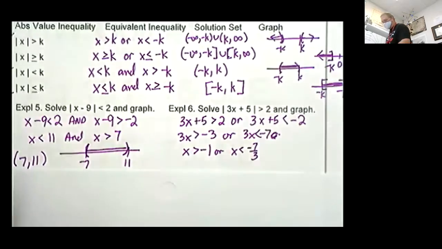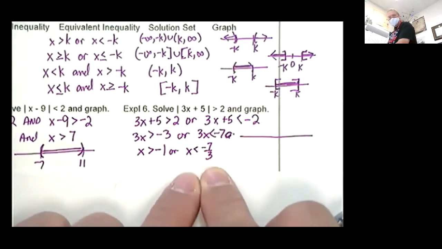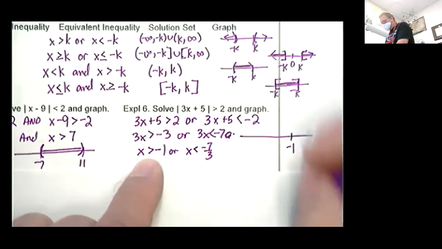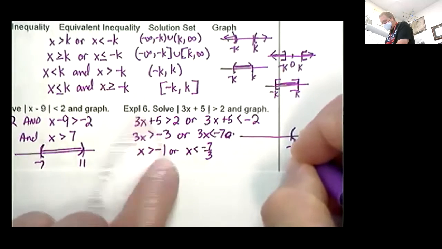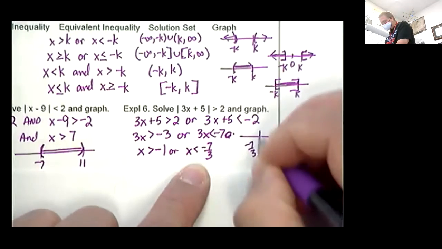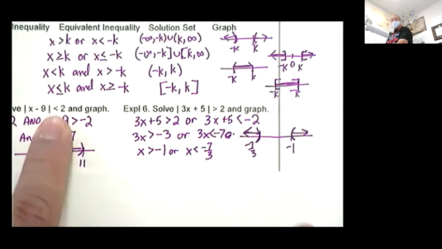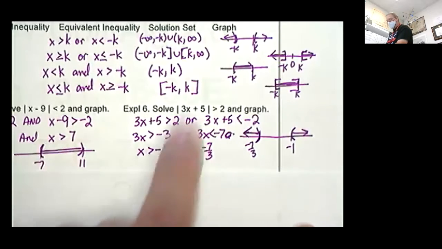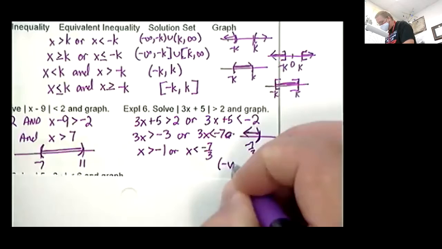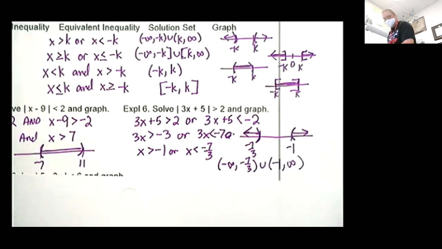What does that graph look like? Negative 7/3 is negative 2 1/3, so it's smaller than negative 1. So here's negative 1. Negative 1 is greater, and not including the endpoint, going to the right. Negative 7/3 is not included, it goes to the left. Again, for the most part, all less than graphs will be and graphs, all greater than graphs will be OR graphs. The solution set then is negative infinity to negative 7/3 union negative 1 to infinity.